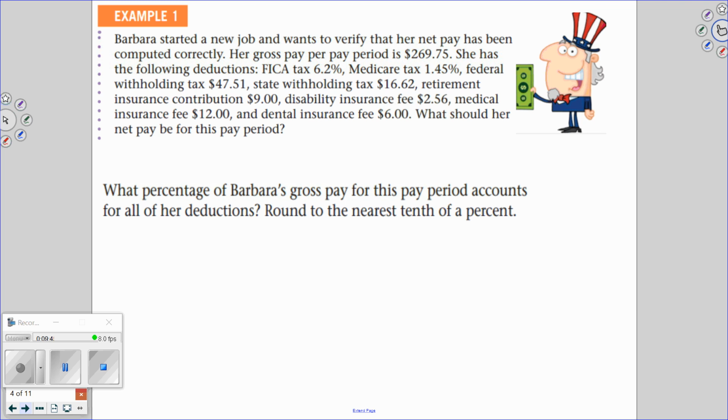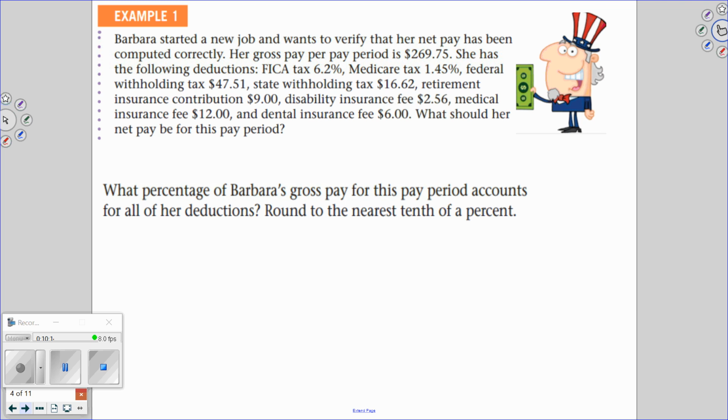That's your Social Security. All right, Social Security is 6.2%, Medicare 1.45%, federal tax withholding of $47.51, state withholding tax $16.62, retirement insurance contribution $9, disability insurance fee $2.56, medical insurance fee $12, and dental insurance fee $6. This is real world, guys. That's ridiculous, right? But this is real world.